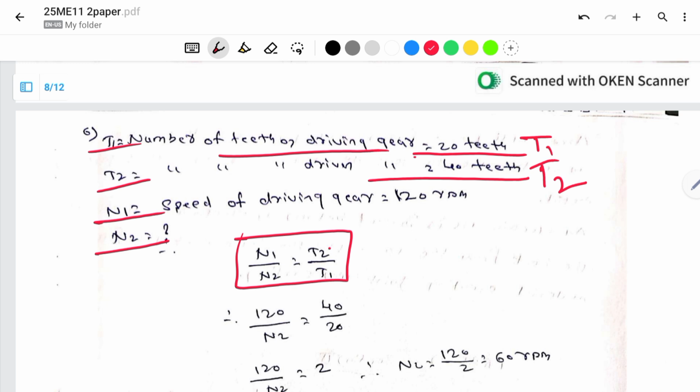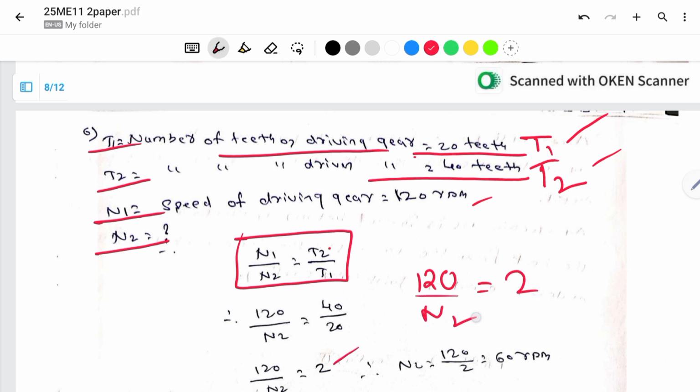Then next we have to substitute the values. What is the value of N1? N1 is this. What is T1? This one. T2 is this one. So when you are solving this equation, you write 120, and the denominator is 40 divided by 20, so the answer will be 2. So the answer is 2. Okay, here you have got that.